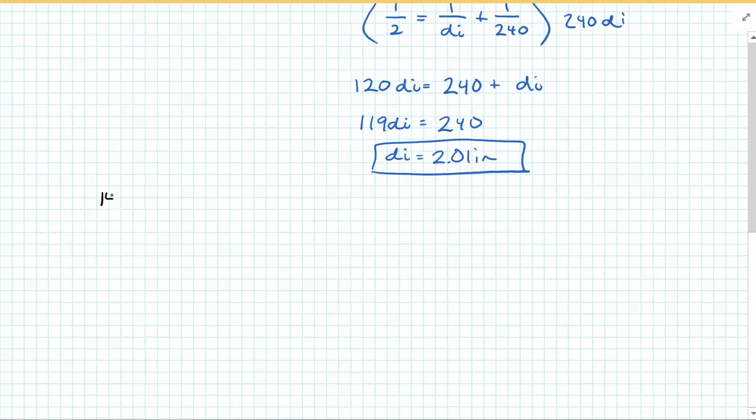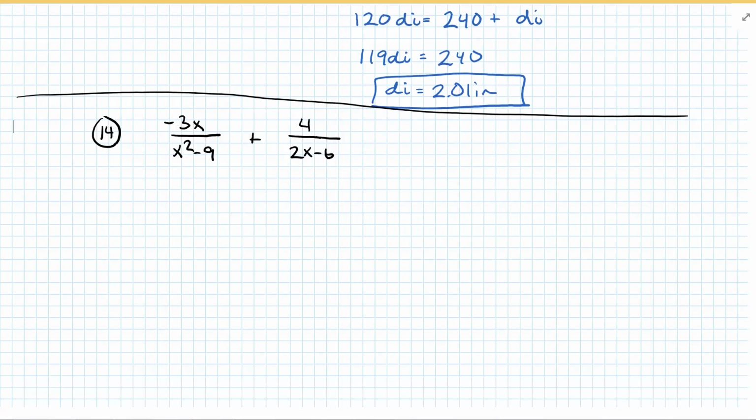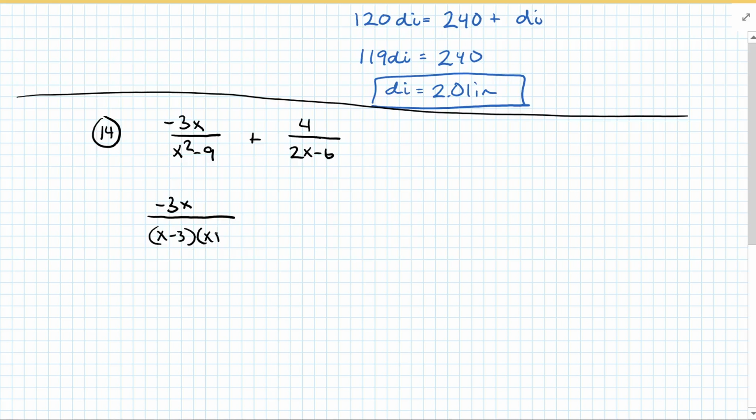All right, so going to number 14. It says simplify each sum. So I got negative 3x over x squared minus 9 plus 4 over 2x minus 6. Okay, let's factor these terms and simplify them. So I got negative 3x over a difference of squares, so that's going to be x minus 3 times x plus 3, plus 4, and then the denominator here, what's the GCF? 2, so I can make it x minus 3.